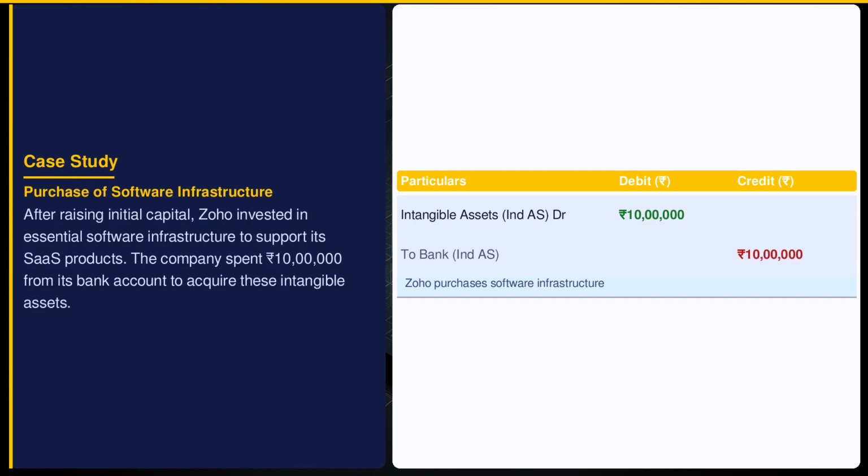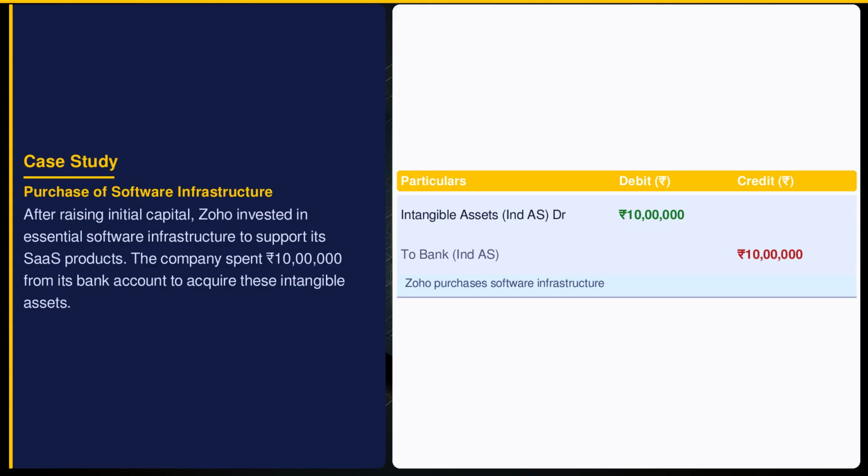Purchasing software infrastructure is a strategic investment for Zoho, laying the groundwork for their SaaS offerings. By debiting intangible assets, Zoho records this long-term investment that will be used to generate future revenue.